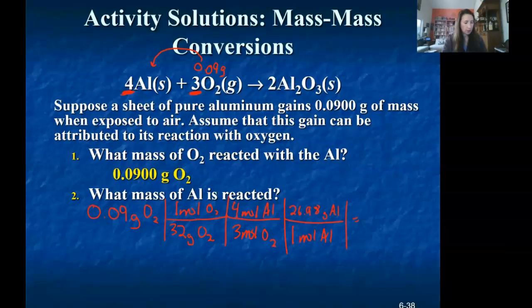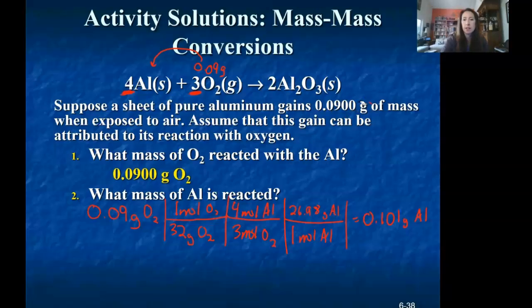I'm seeing lots and lots of answers. Okay, so let's first look at sig figs. As a review, how many sig figs is that? Yeah, 3 sig figs, right? So this is 3 sig figs, so our answer needs to have 3 sig figs. 101 grams of aluminum.